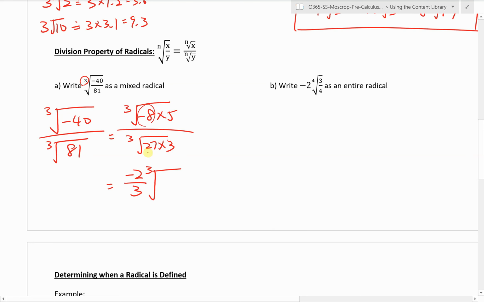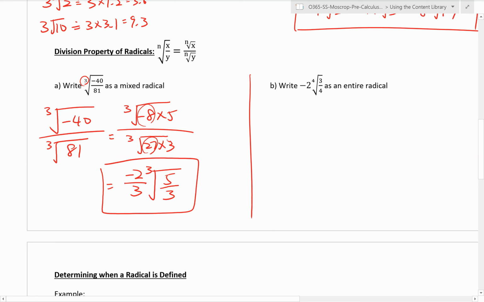Now, once I took these two numbers out, I can actually put the 5 over 3 back as one single radical again. Okay, so that's how I got this. Again, 5 goes on the top, 3 goes in the denominator. Okay. Part B, write this as an entire radical.